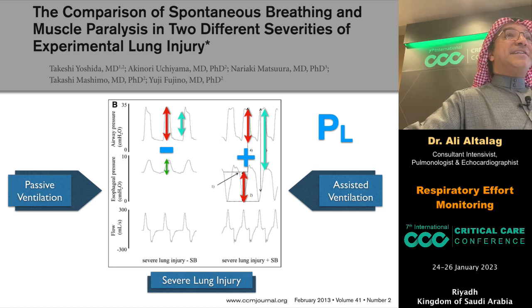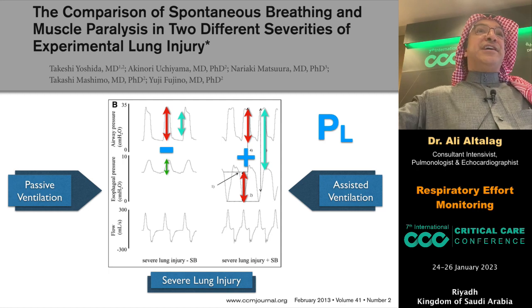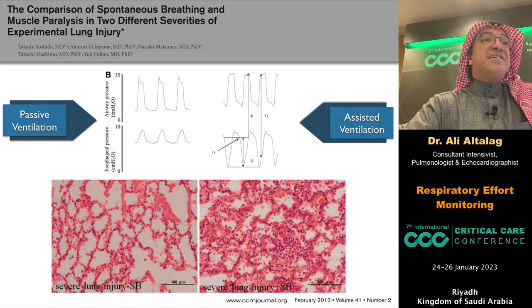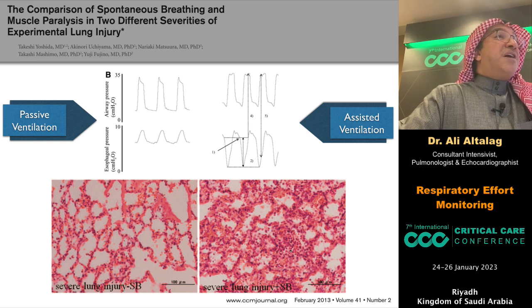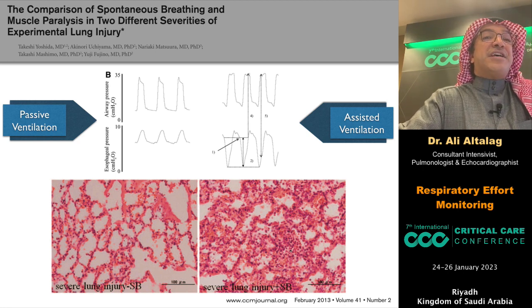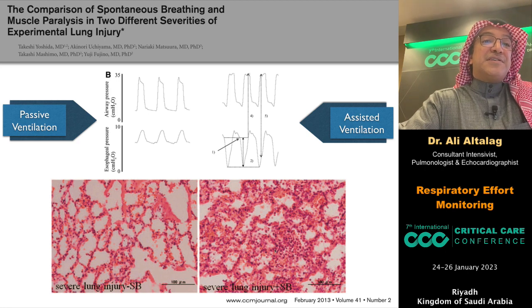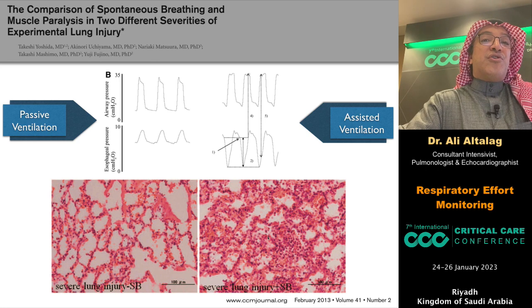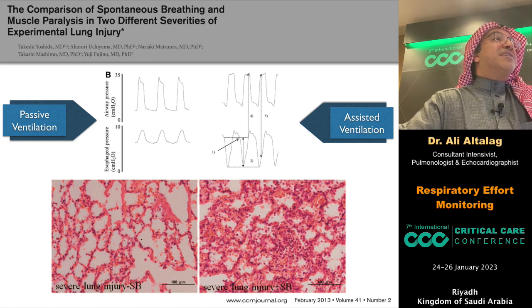If you remember, I said transpulmonary pressure correlates with lung injury. So these patients will definitely develop severe lung injury, although they are on assisted ventilation rather than passive ventilation. See, these are the lungs of the animals who were on passive ventilation and on assisted ventilation. The assisted ones are extremely damaged compared to those on passive ventilation.